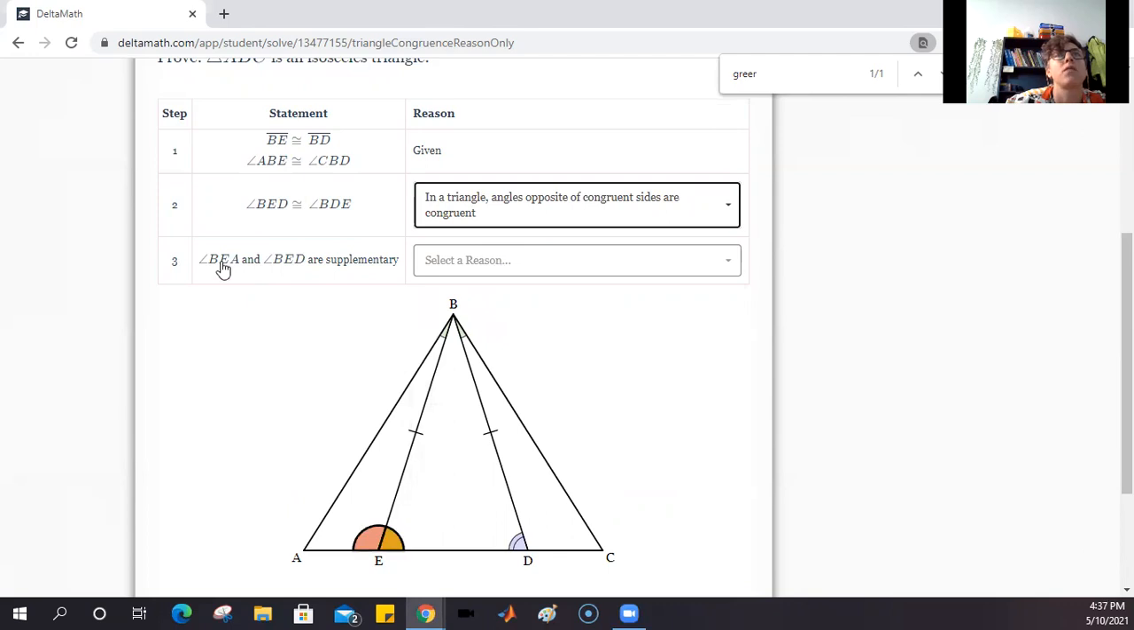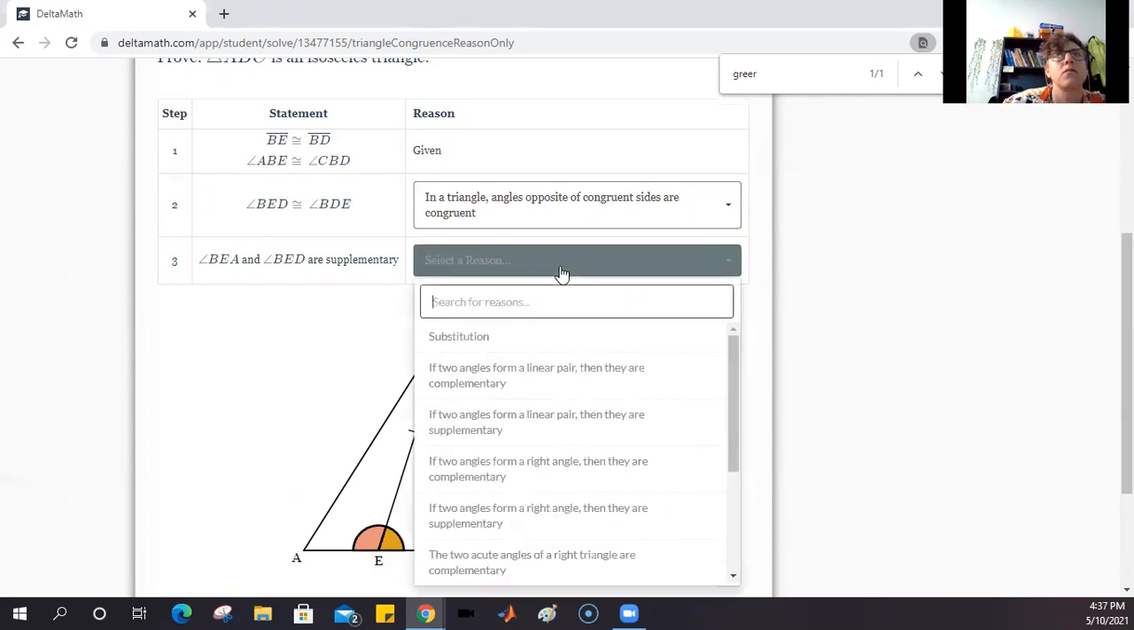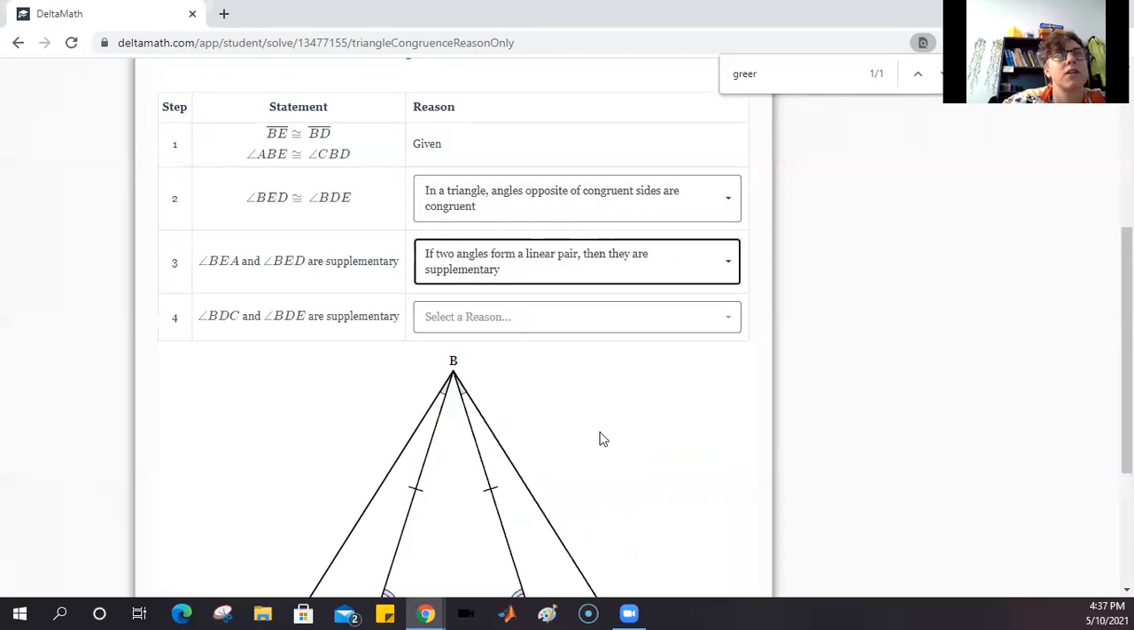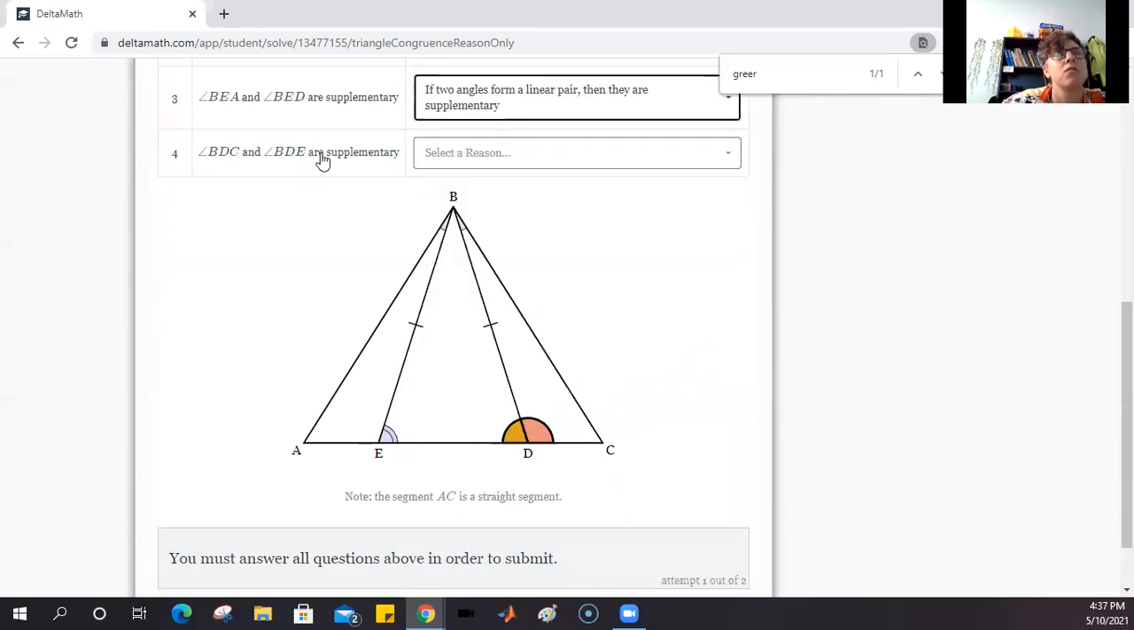Now, why would BEA and BED be supplementary to each other? Well, they form a linear pair. If you add their bottoms together, they make a straight line all the way across. So these are a linear pair. If two angles form a linear pair, then they are supplementary. They're going to add up to 180 degrees, which is the exact same reason for the second one. If two angles form a linear pair, then they're supplementary.